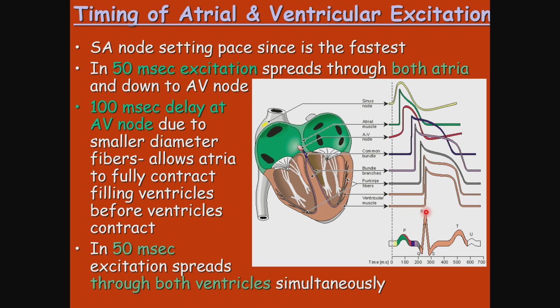So on the EKG, you can see you've got this really big spike right here, which matches the same color as the ventricles. And that's showing the ventricles contracting.